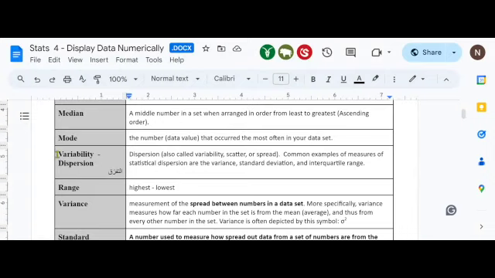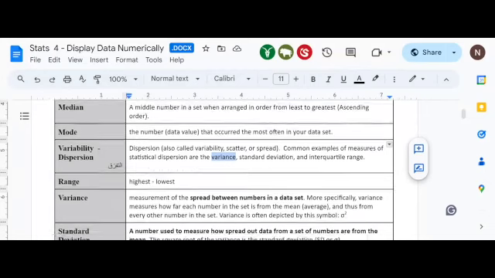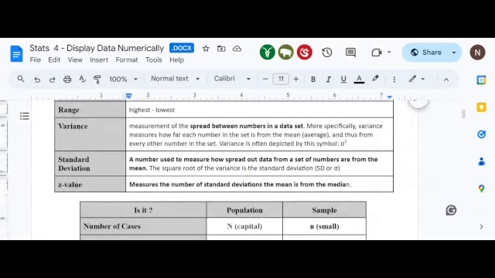Now, the new part here is variability or dispersion. Dispersion, also called variability, scatter, or spread. Common examples of measurements of statistical dispersion are the variance, standard deviation, and interquartile range. Interquartile range, we learned this in the last class, you remember? So what's new today is variance and standard deviation. The range, we said, is the highest minus the lowest number.